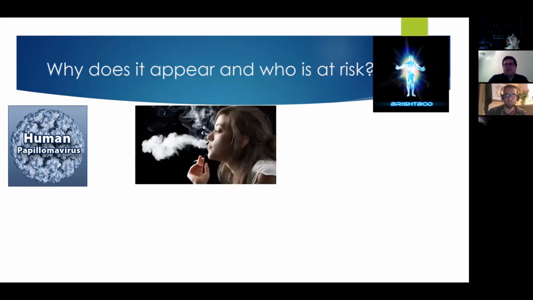What are other risk factors? Smoking. It's a very big risk factor, not only for cervical cancer, but for other cancers, but it is very important with this one.